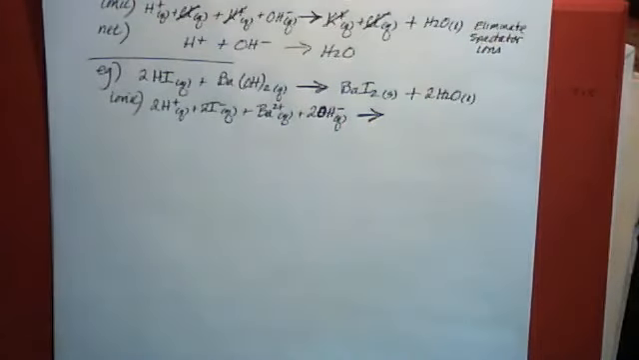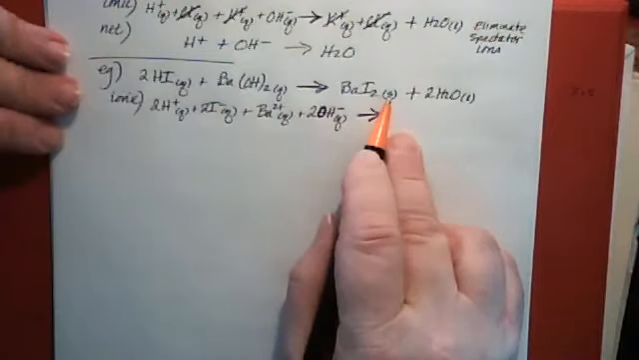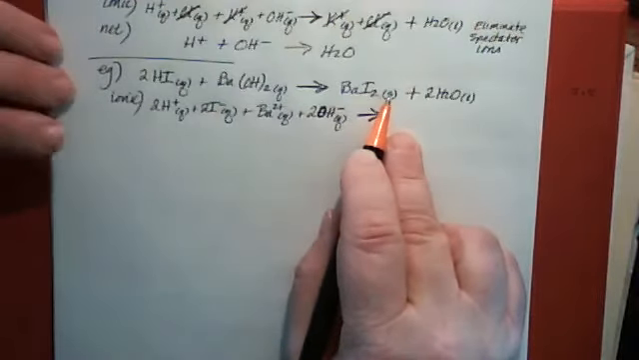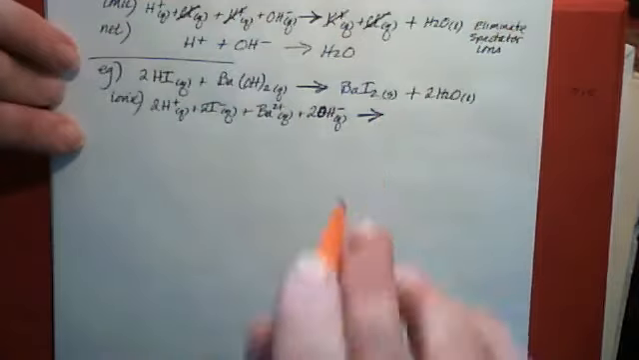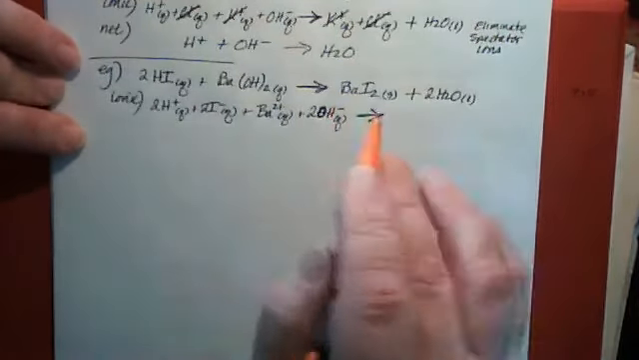And now for the products, this is where it gets interesting. Barium iodide, we've already established, is insoluble in water. So it's not present as separate ions. So you don't write it that way. You write it as intact molecules.